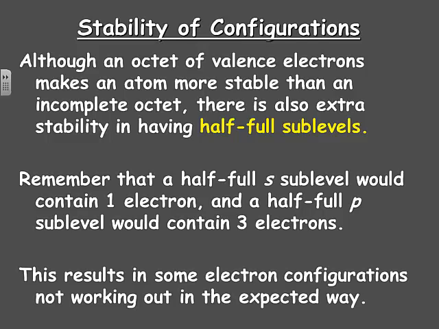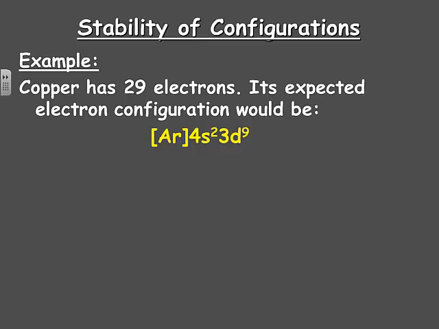So this results in some electron configurations not exactly working out the way that you expect. For example, copper has 29 electrons. Its expected noble gas configuration would be argon in brackets for its inner core, 4s2, 3d9. Now, that looks great. It follows all of the rules, but it doesn't take into account this extra stability from full and half-full sublevels. Notice that that d sublevel is only one away from being full, and the s sublevel is one away from being half full.